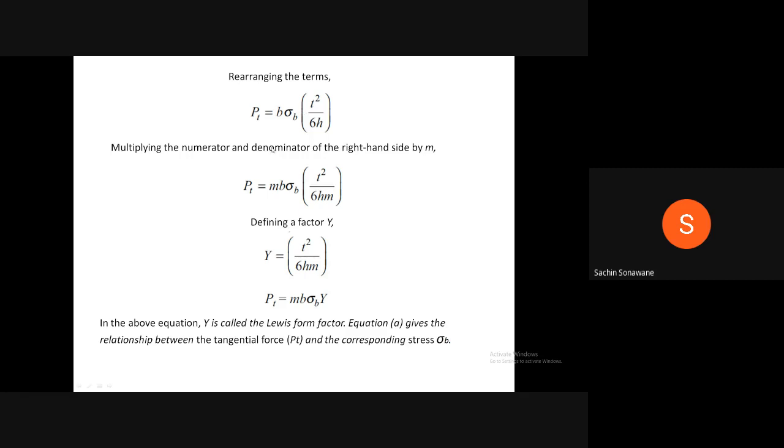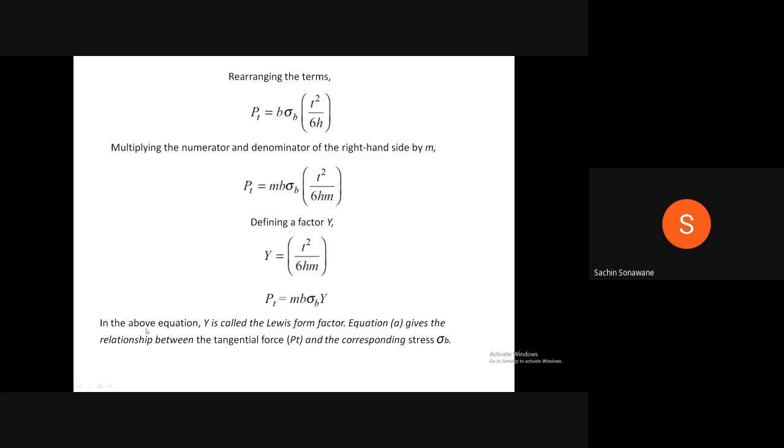Now, multiplying the numerator and denominator of the right hand side by m, where m is equal to module. Therefore, Pt is equal to m b sigma b into t square upon 6hm. Now, defining a factor Y, therefore Y is equal to t square upon 6hm. Therefore, tangential load Pt is equal to m b sigma b into Y.